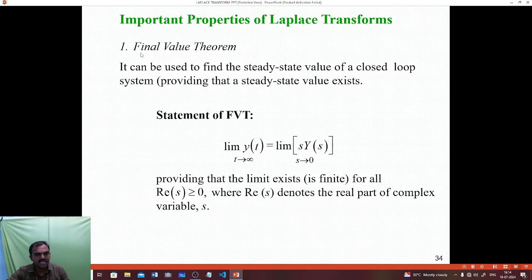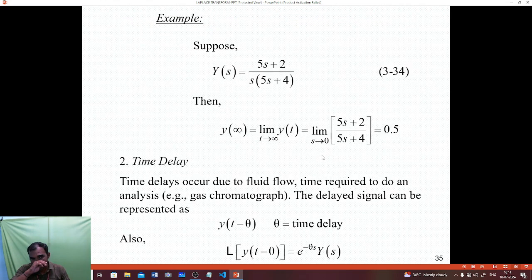So another one is the initial value theorem. The final value theorem is nothing but here we take t to infinity, and we apply the t value infinity here. Then for the initial value theorem, we apply t tends to 0. So, some example for the final value theorem. Y of s function, the Y of s is given, then y of infinity.